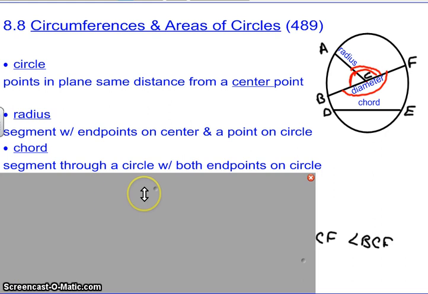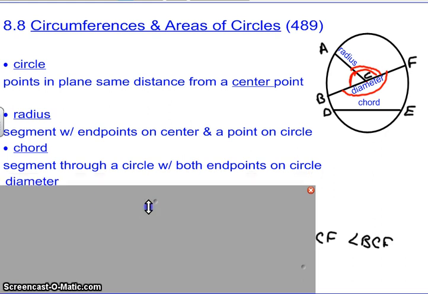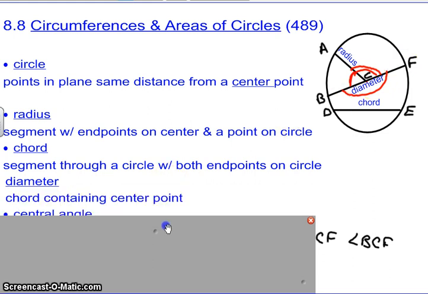So you may need to pause and make sure you have these definitions down, you understand them. And is a diameter a chord? Charlie. Does it have endpoints on the circle? Look at this diameter. Does it have endpoints on the circle? Yes. Yes, so is it a chord? Yes, it is. Good.